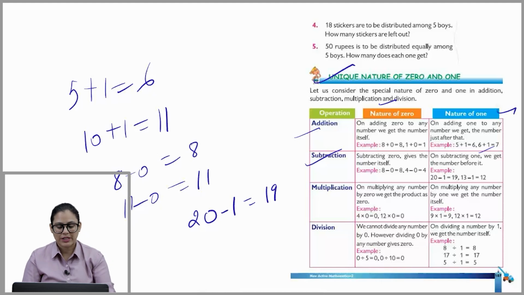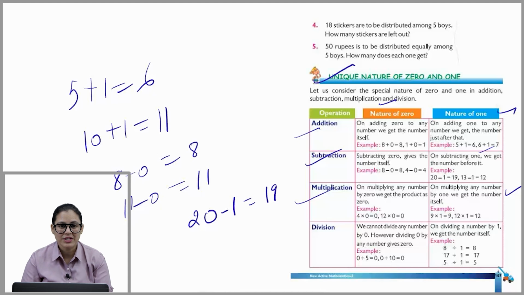Okay. Multiplication. On multiplying any number by 0, we get the product as 0, which you already know. With whatever the number is, whenever we multiply the number by 0, we always get a 0 as product. And on multiplying any number by 1, we get the number itself.